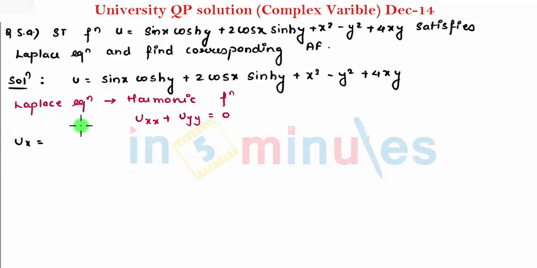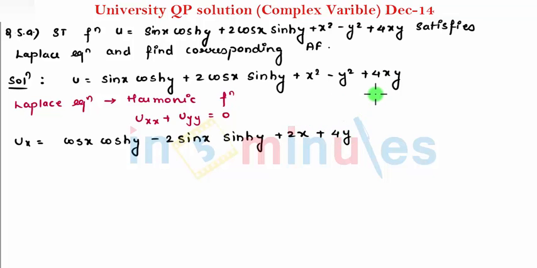So ux is differentiation of sin x is cos x, differentiation of cos hyperbolic y, with respect to x, it will be cos hyperbolic y, minus 2 sin x, and sin hyperbolic y will be constant with respect to x we are doing. This comes to be plus 2x, and after that this comes to be plus with respect to x, so y is constant and differentiation of x is 1.